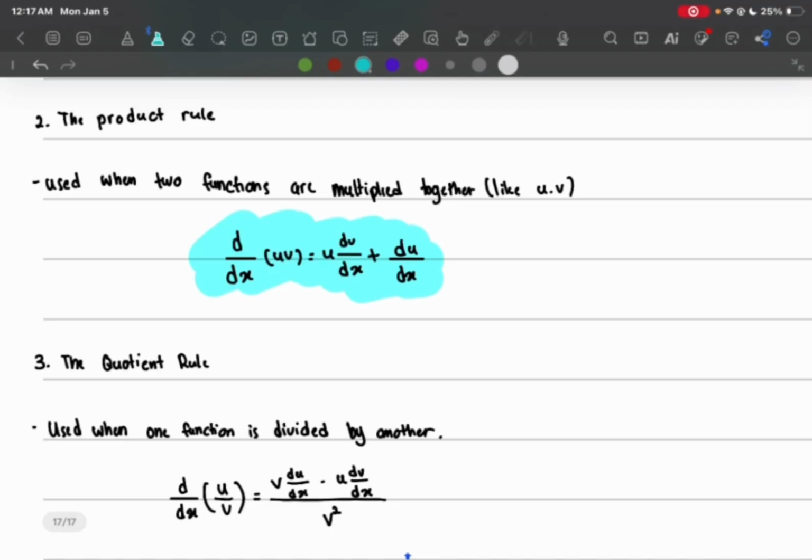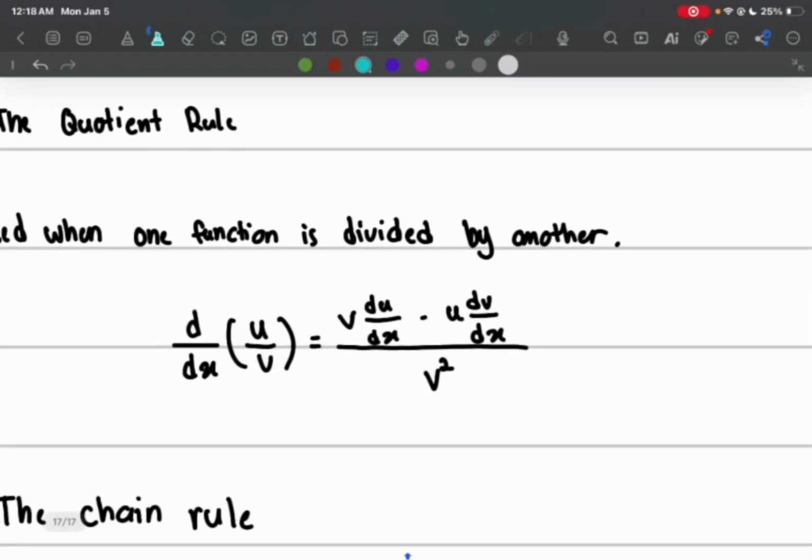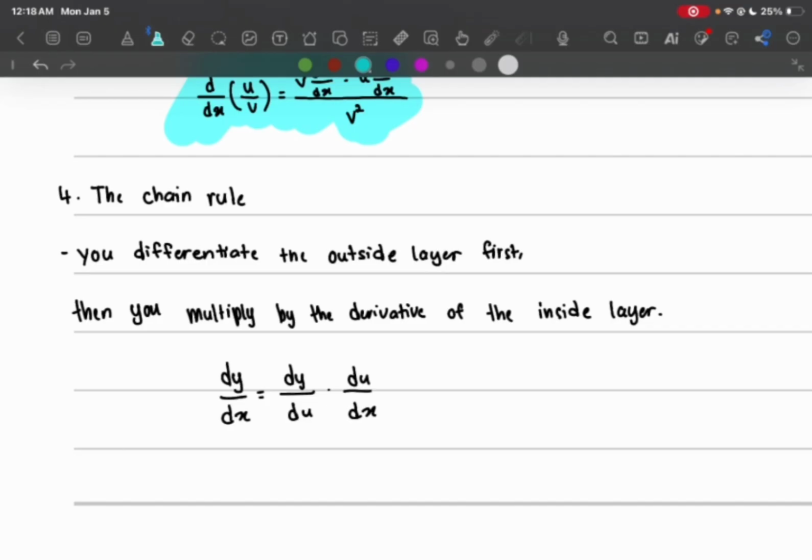The third technique is the quotient rule, used when one function is divided by another, which is a little bit complicated. The last one is the chain rule. You differentiate the outside layer first, then you multiply by the derivative of the inside layer, which is dy over dx equals dy over du times du over dx. Once you master these techniques, you can find the rate of change for almost anything, from the path of a rocket to the fluctuations of the stock market.